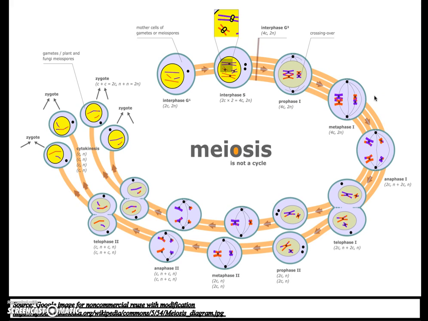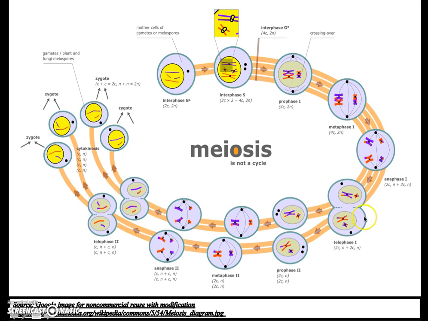At anaphase 1, the homologs will move toward the opposite poles guided by the spindle apparatus. As you can see right here, at anaphase 1, the chromosomes are going toward each end of the cell, toward the opposite poles, guided by the spindle apparatus.